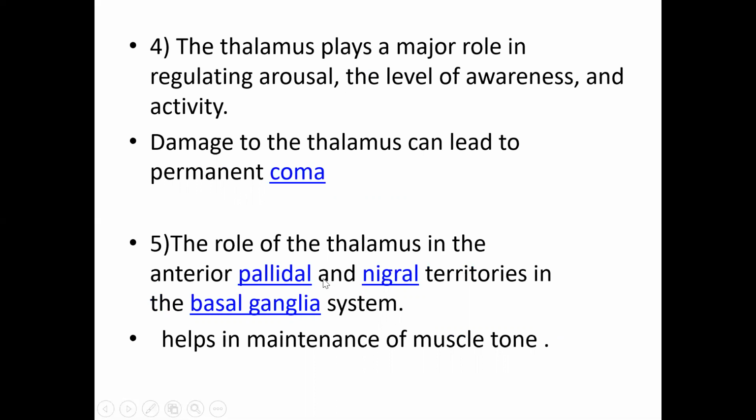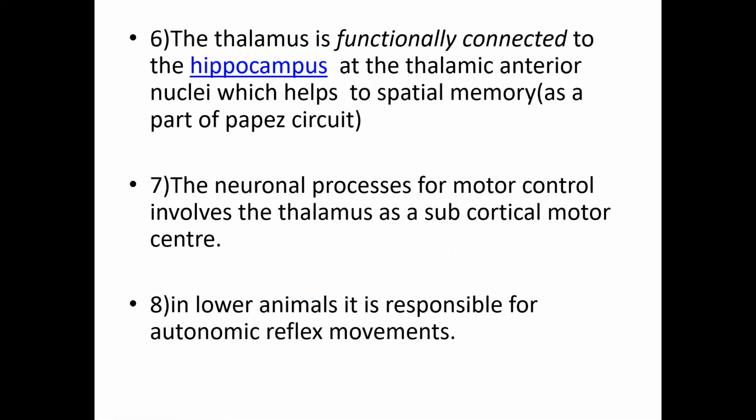Role of thalamus in the anterior, pallidal and nigral, that is the components of the basal ganglia. Because of connection with the basal ganglia, you know the function of basal ganglia is mainly the maintenance of muscle tone. That's why along with the thalamus, they play important role in the maintenance of the muscle tone. Thalamus is also connected with the hippocampus, which forms the main part of the Papez circuit, that is for the memory.